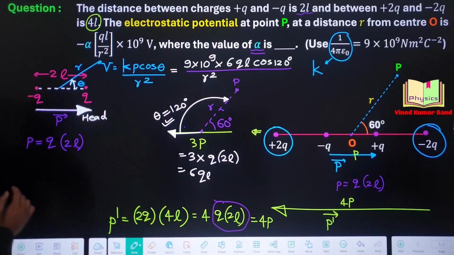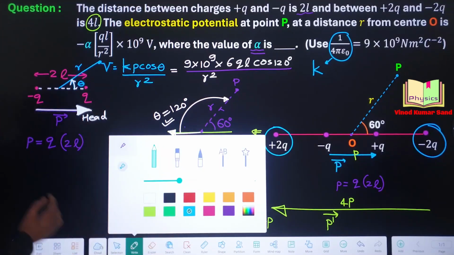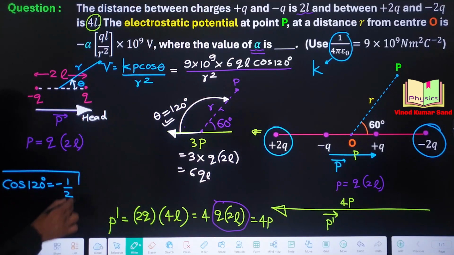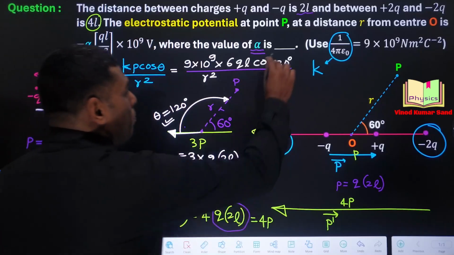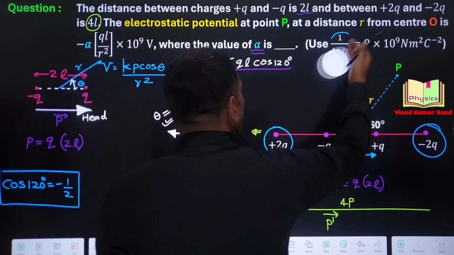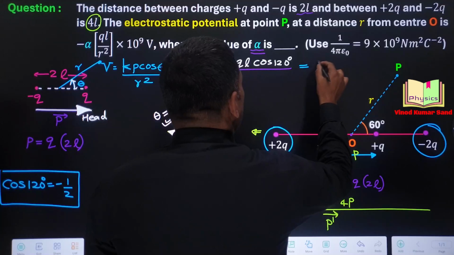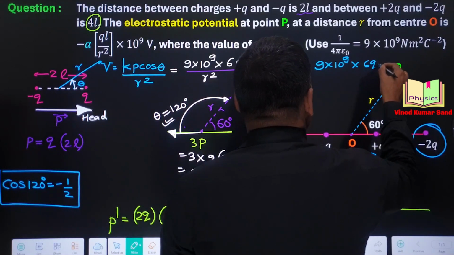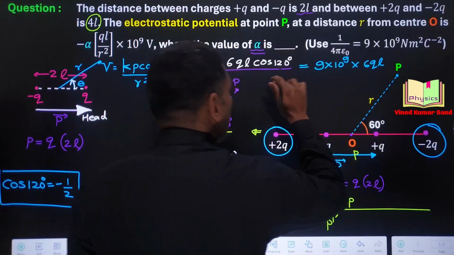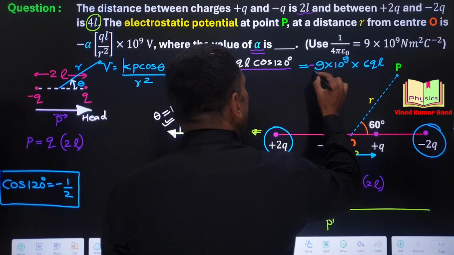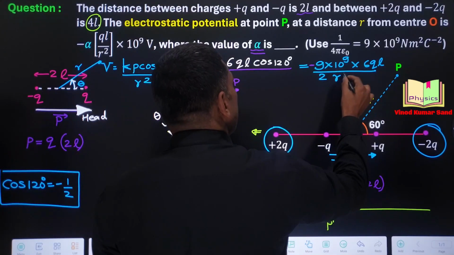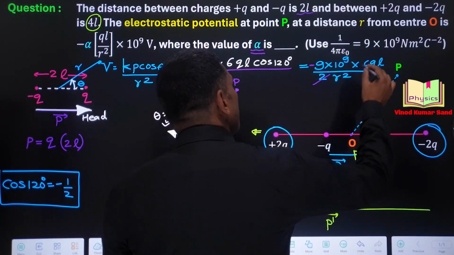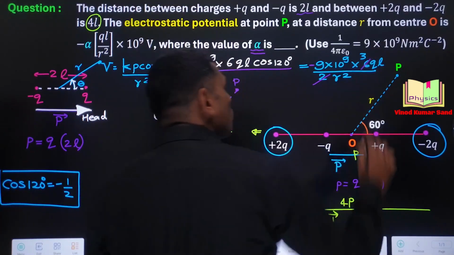We all know that cos 120 degree is how much? Minus 1 by 2. Cos 120 degree is minus 1 by 2. So, putting up the data and simplifying it further and doing the remaining calculations here: 9 into 10 to power 9 into 6QL. This cos 120 degree is minus 1 by 2. So putting that 2 here and then we have here R square. Simplifying it further, 2 and 6, here we can write 3.